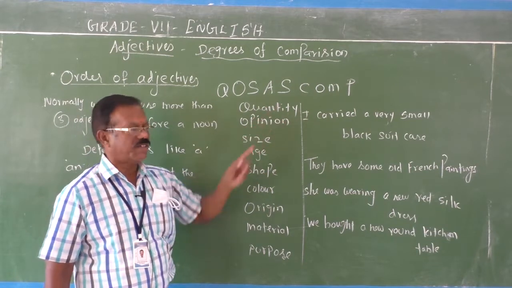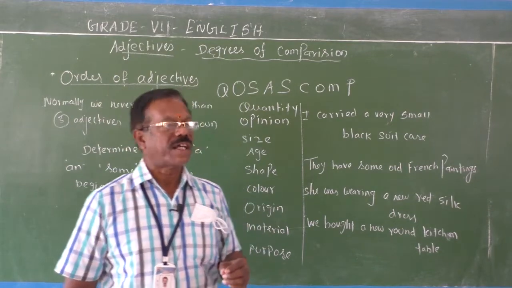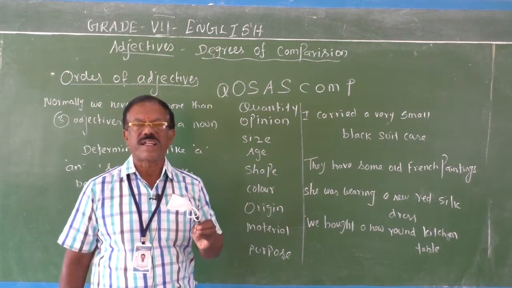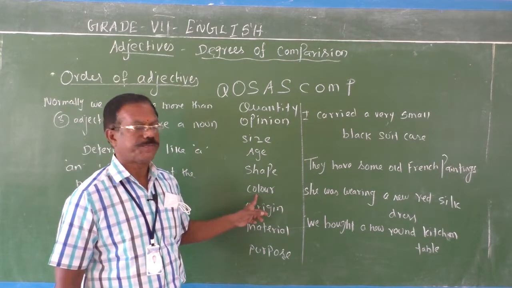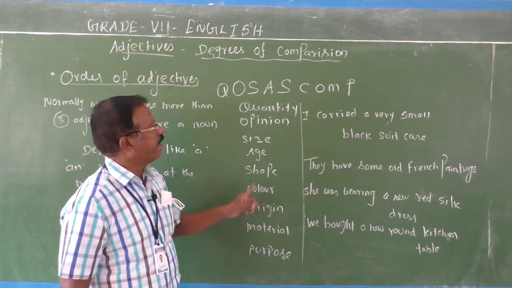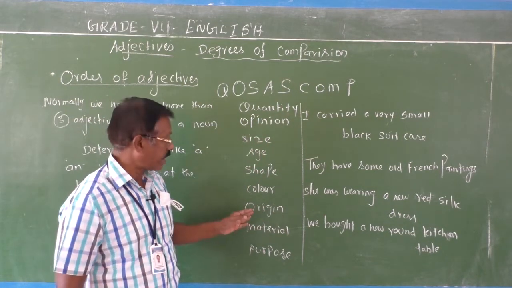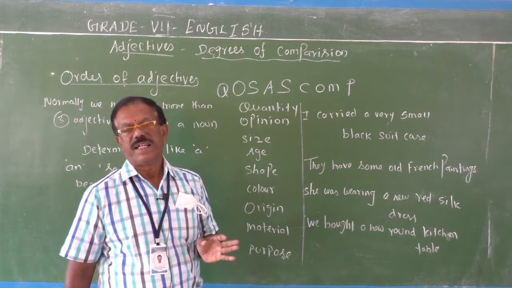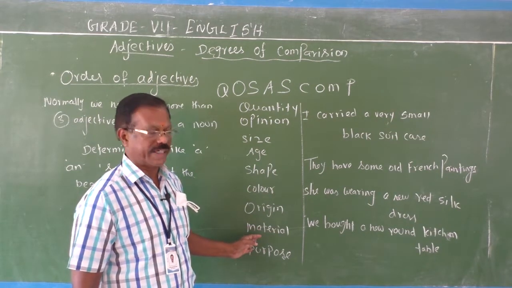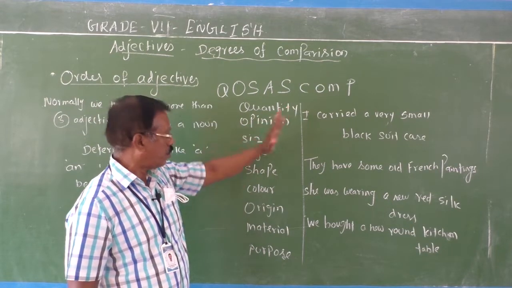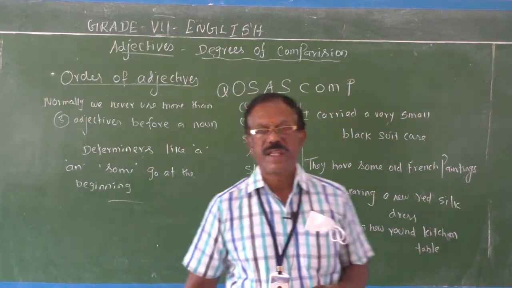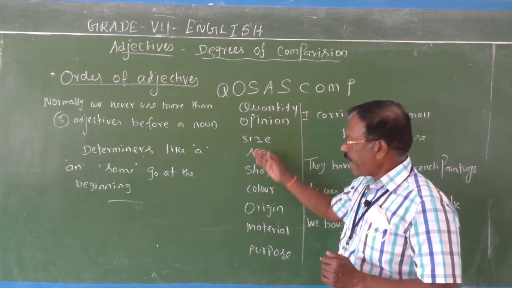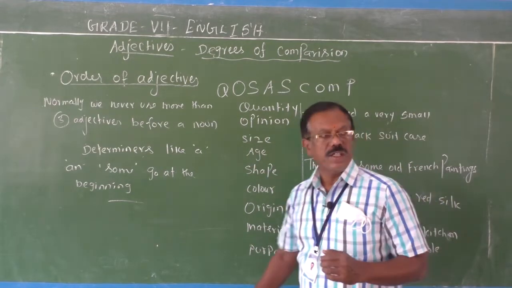Then it should be followed by adjectives that refer to shape. Then adjectives of color should be used. Then it should be followed by adjectives of origin. Adjectives that stand for origin should be used here. Then it should be followed by material. Adjectives of material should be used next. Then it should be followed by adjectives of purpose. There may be one or two changes in the order, but normally grammarians recommend this order to be followed.